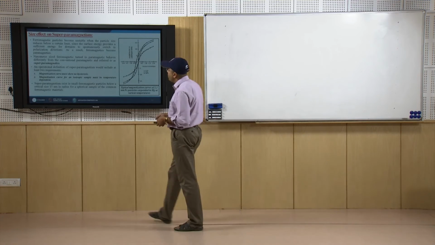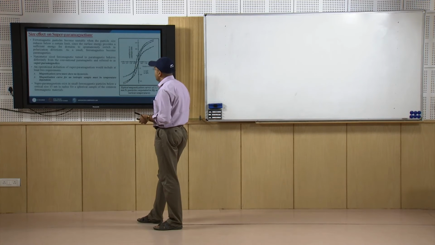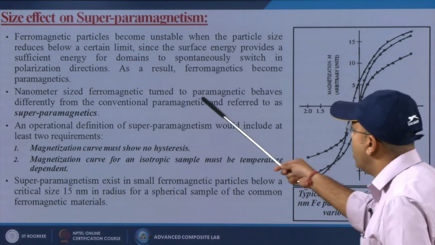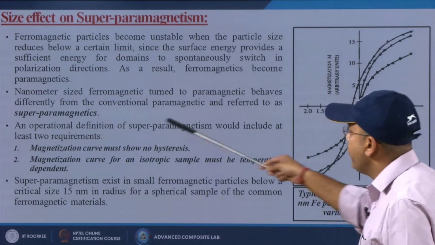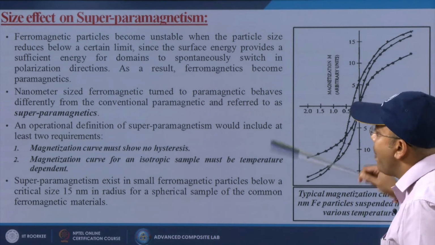Next is the size effect on superparamagnetism. Ferromagnetic particles become unstable when the particle size reduces below a certain limit, since the surface energy provides sufficient energy for domains to spontaneously switch polarization directions, as a result of which ferromagnetics become paramagnetic. Nanometer-size ferromagnetics turned paramagnetic behave differently from conventional paramagnetics and are referred to as superparamagnetics.